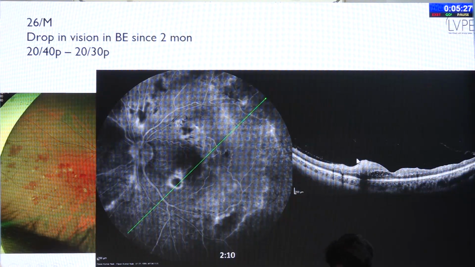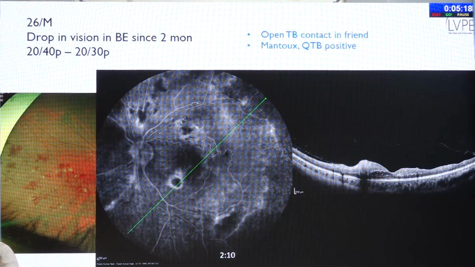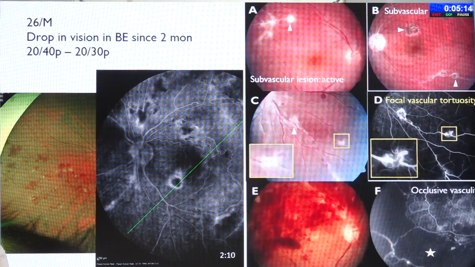And this is the lesion that we call a subvascular lesion, which we find in TB endemic countries, a very classic representation of TB retinal vasculitis. The patient also had an open TB contact, and he was Mantoux and QuantiFERON-TB positive. So this is what we have published earlier.